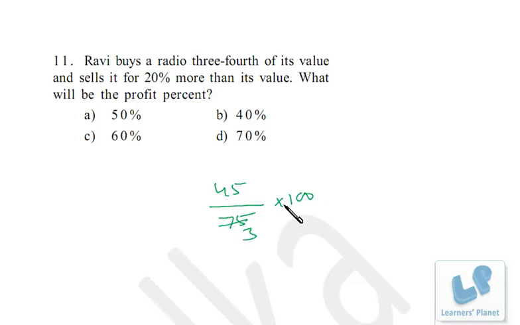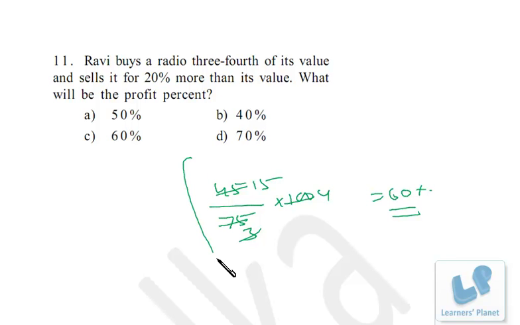So that's 60% is the profit. Okay. So difference in weight by false weight into 100. False weight over here will be what? The cost price of this radio, right? That is actually 75% of the mark price. Okay.